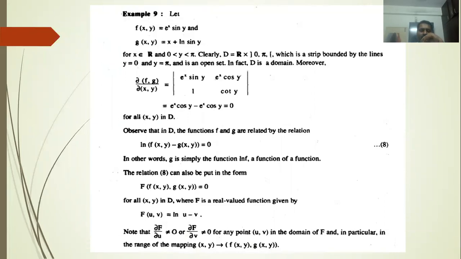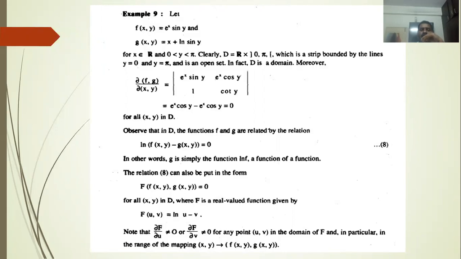So, the moral of the entire discussion is, if the Jacobian vanishes, then they are functionally dependent, else they are functionally independent. For example, you take some function f of x, y equal to e power x sin y, and g of x, y is x plus log sin y. What's the domain? x belongs to R and y belongs to 0 to pi. And since y belongs to 0 to pi, it is a strip bounded by the lines y equal to 0 and y equal to pi.